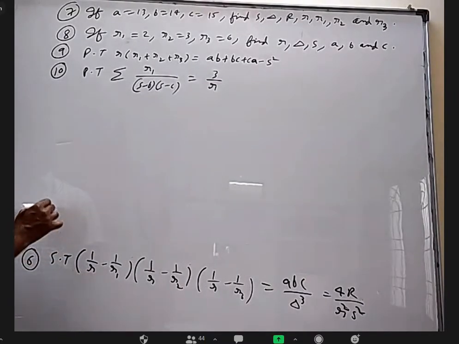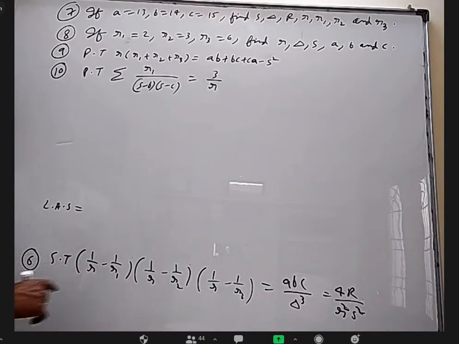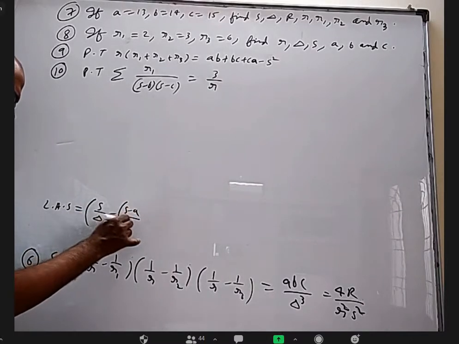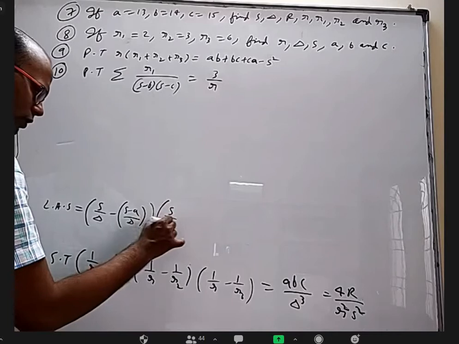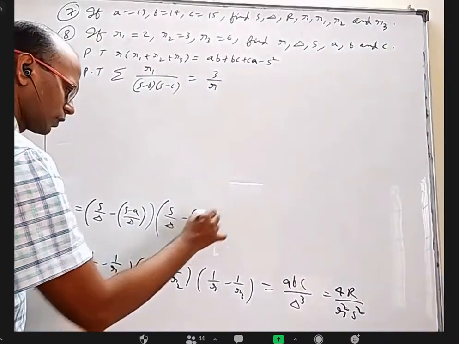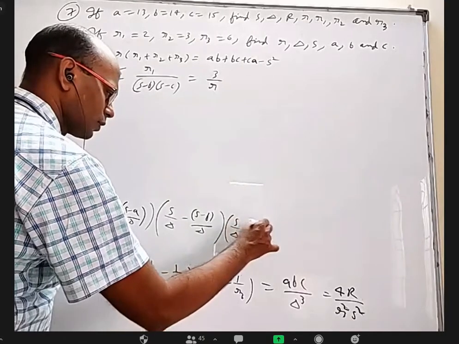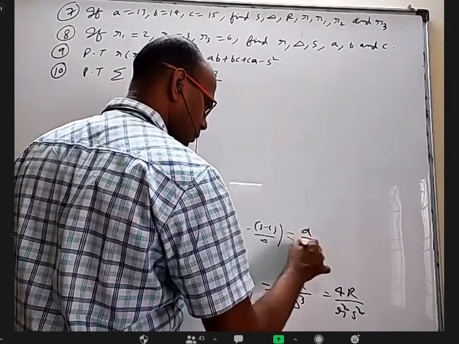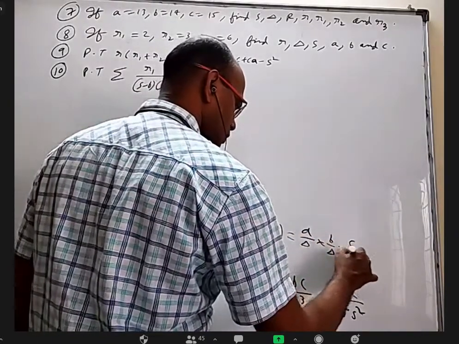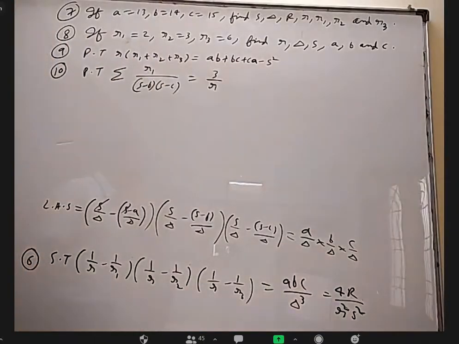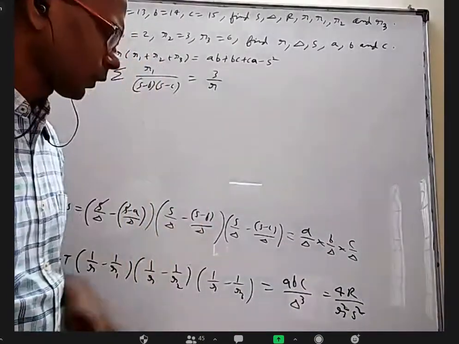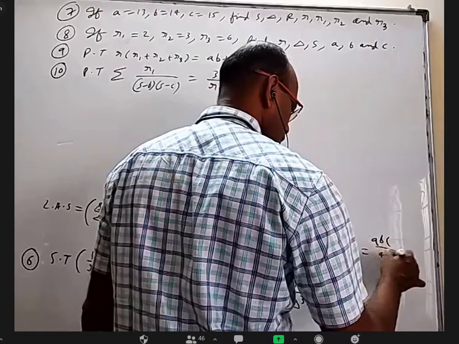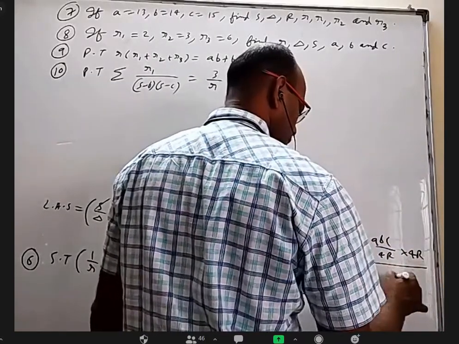Okay, sixth one, many of you might have completed. To start with LHS 1 by R, I can write S by delta and S minus A by delta. Similarly, this is S by delta minus S minus B by delta. This is S by delta minus S minus C by delta. This S and this S you can cancel. You will get A by delta into B by delta into C by delta, which is directly ABC by delta cube. From here to here, if you want to know, for ABC, you can multiply and divide with 4R: ABC by 4R into 4R by delta cube.